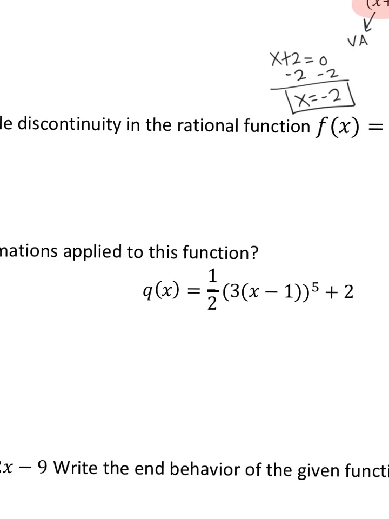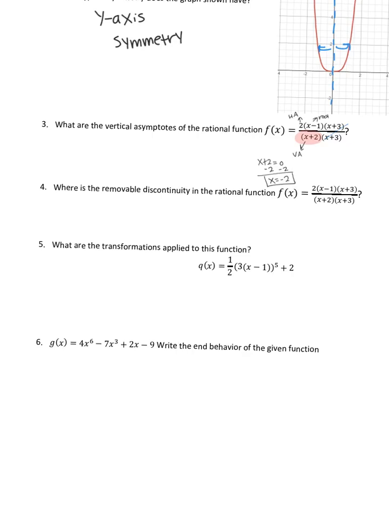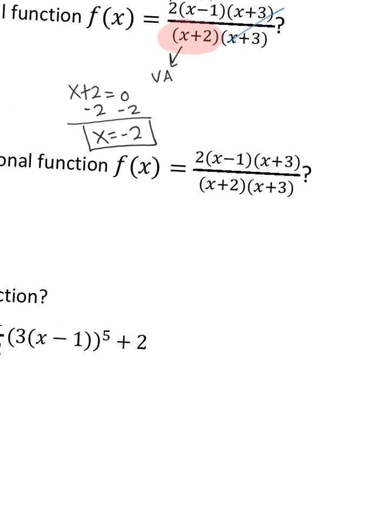Okay, the next one, where is the removable discontinuity? A removable discontinuity means a hole. It's just the factor that you can cancel out. So I'm looking for the factor that's identical on the top and the bottom. You have this x plus 3 and this x plus 3. So that means the removable discontinuity, or the hole, is at x plus 3.